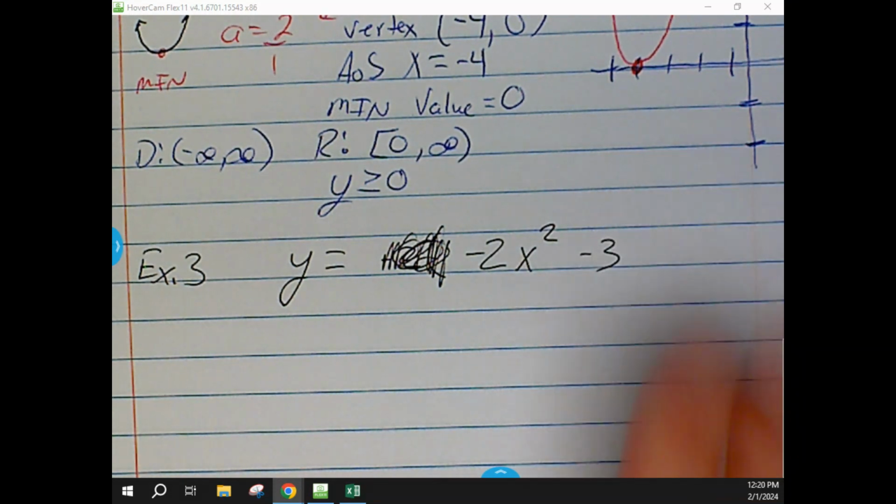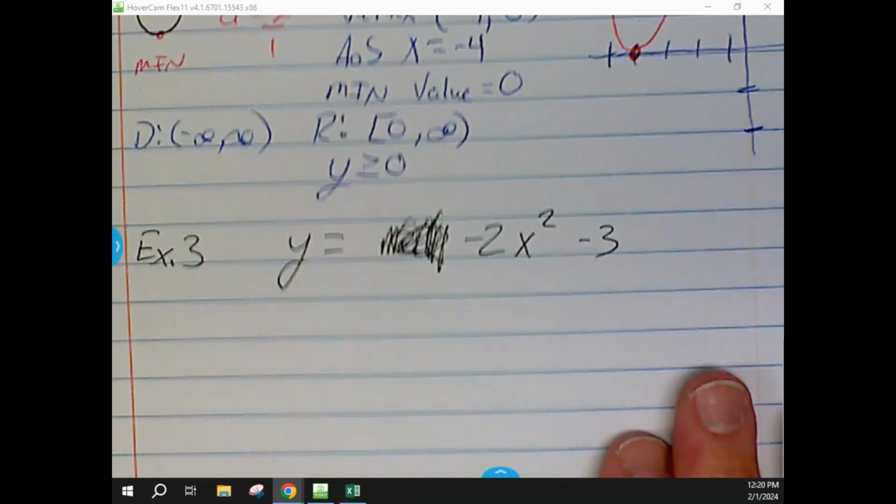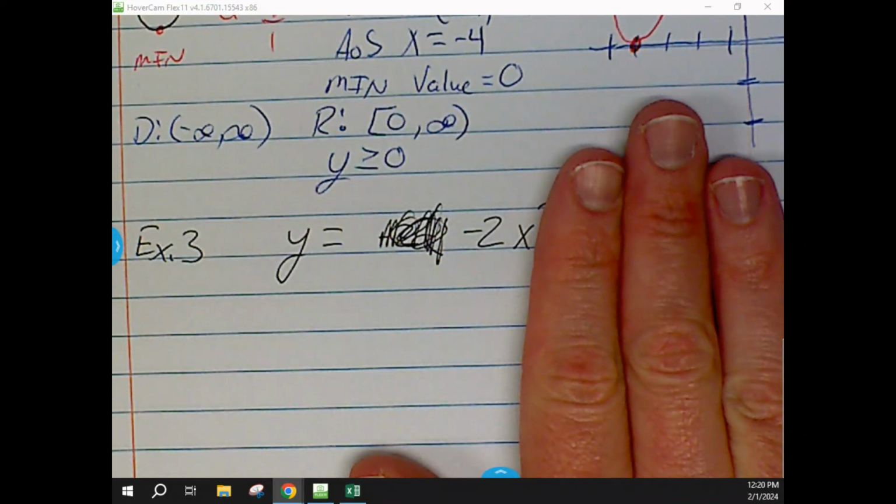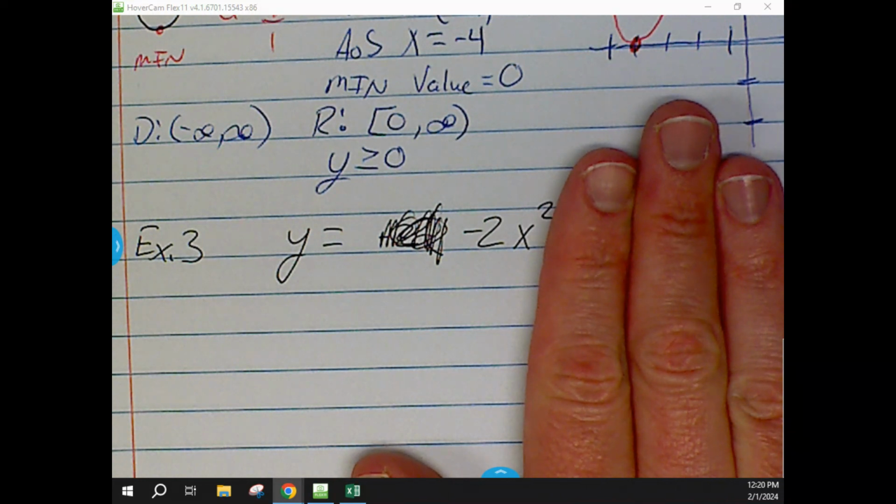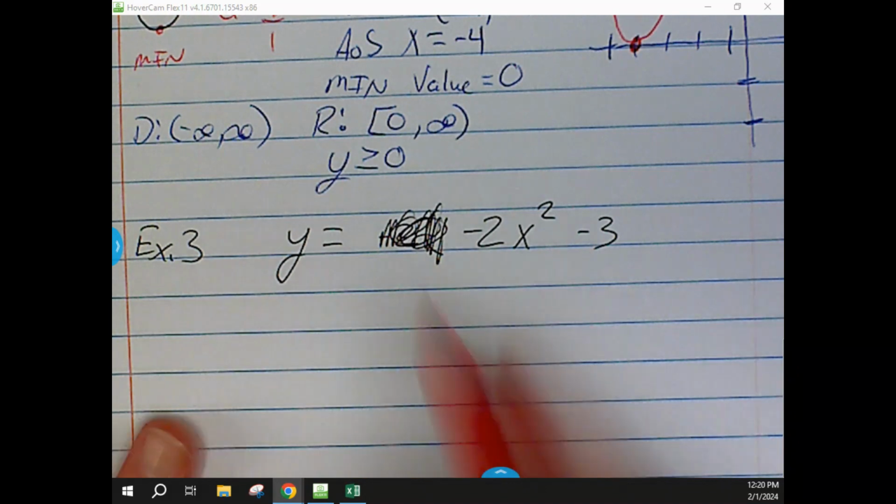Okay. And again, here's what we can get. Here's the easy stuff you get without having to do anything other than looking at it. Everything in front of the x squared tells you what you're doing for the graph on this one. It's negative 2x squared. So the a value in that case is negative 2.